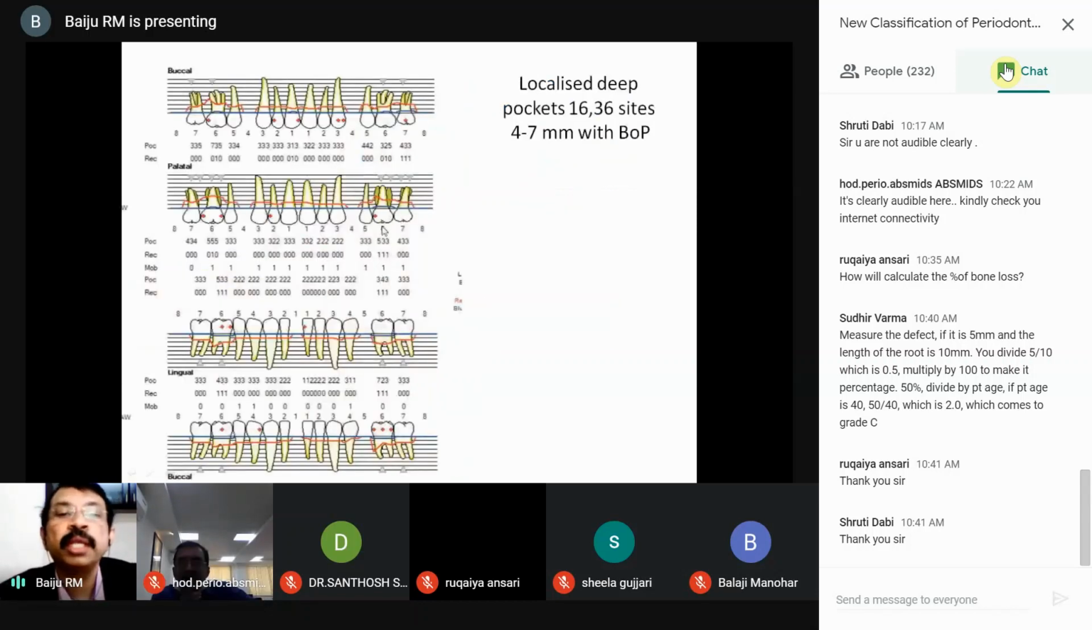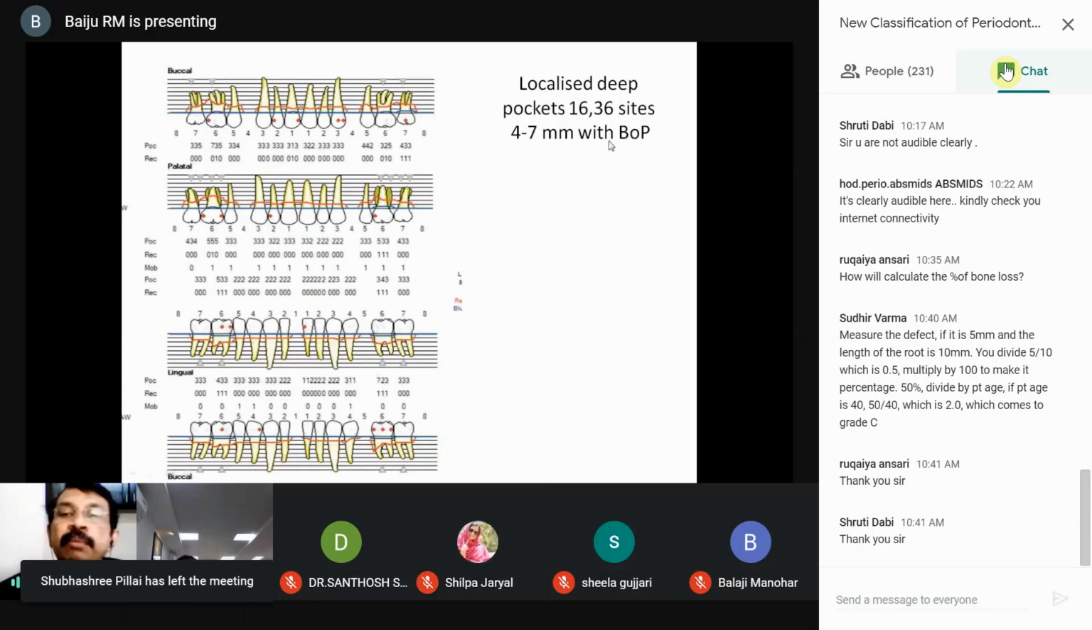When you look at the chart, we found that there are certain deep pockets in the 1-6 region, and similarly some deep pockets in the 3-6 region. They range from 4 to 7 millimeters. You have a 7 millimeter pocket on the distal aspect of 1-6, and another 7 millimeter pocket on the distal aspect of 3-6. There is also bleeding on both sides.